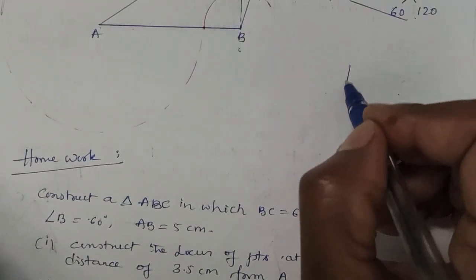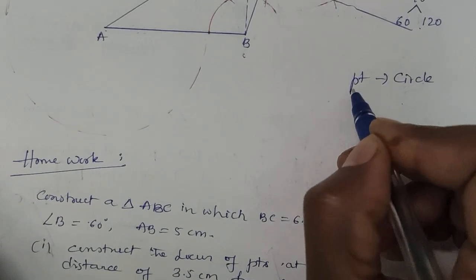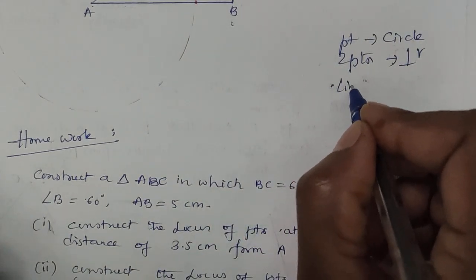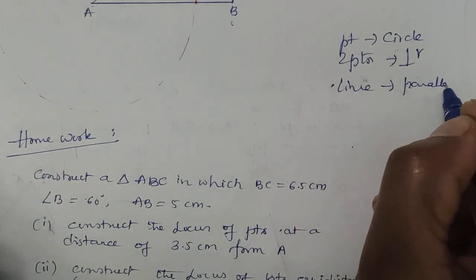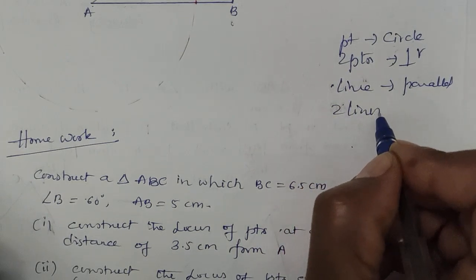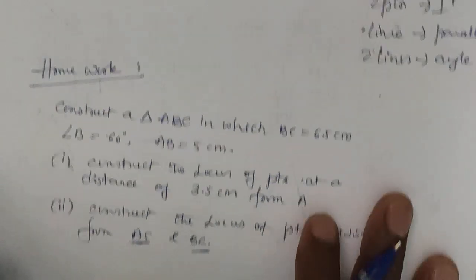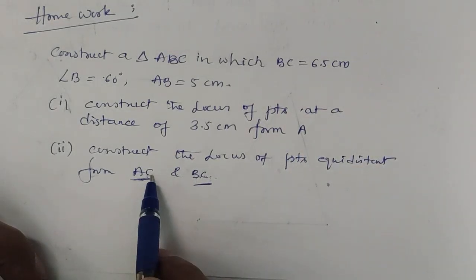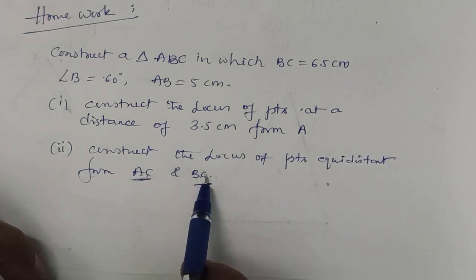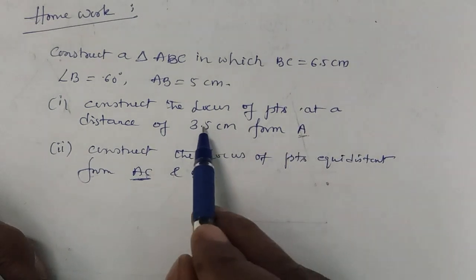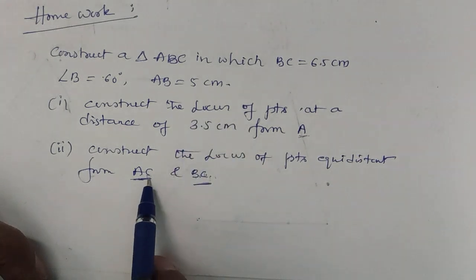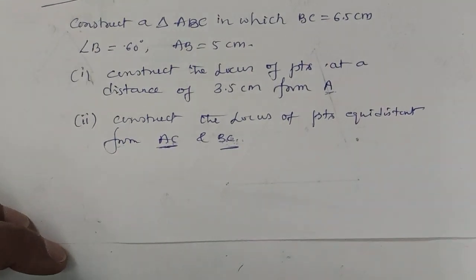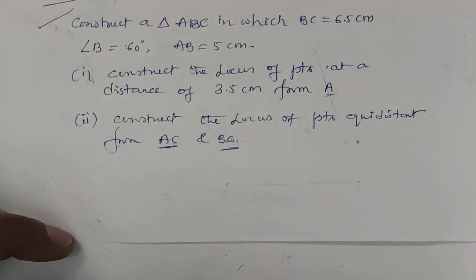Remember, 1 point circle, 2 points perpendicular bisector, 1 line parallel, 2 lines angle bisector. So angle bisect. Now 2 lines are given, angle bisect. Which angle should we bisect? AC, BC. C is the repeated letter, no? So the C angle you have to bisect. For this single point, you need to draw a 3.5 centimeter circle. When two lines are given, you have to bisect the angle. Here the C angle you have to bisect. This is the homework problem for you.